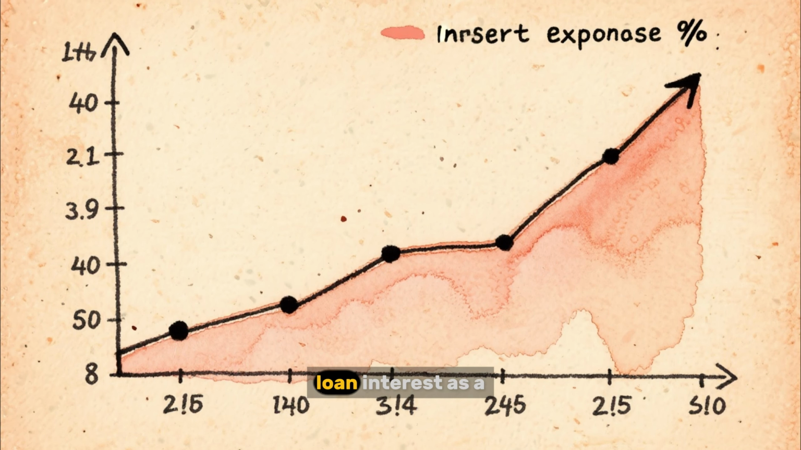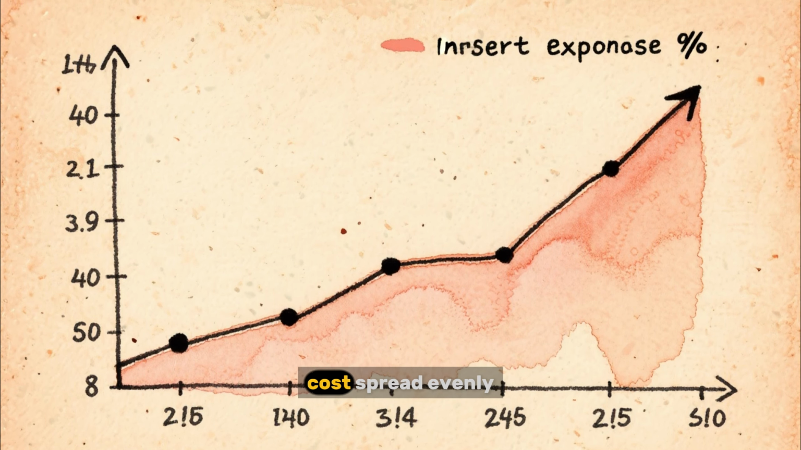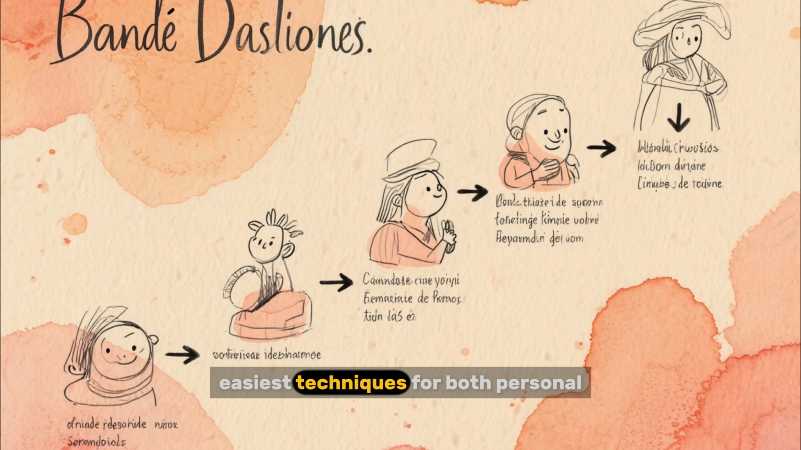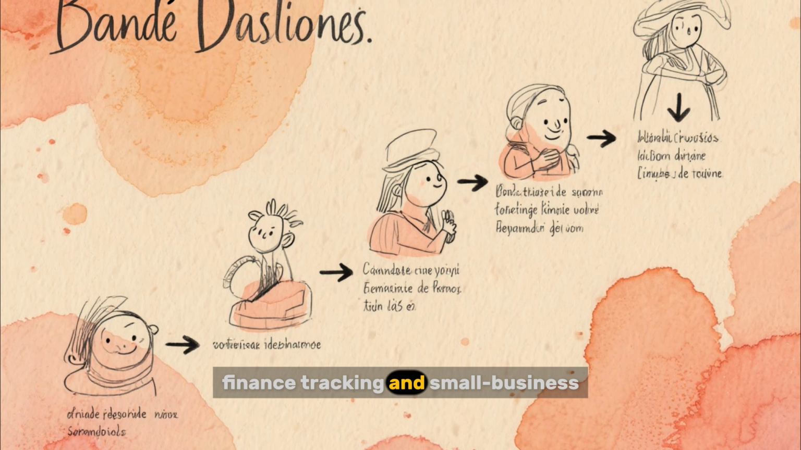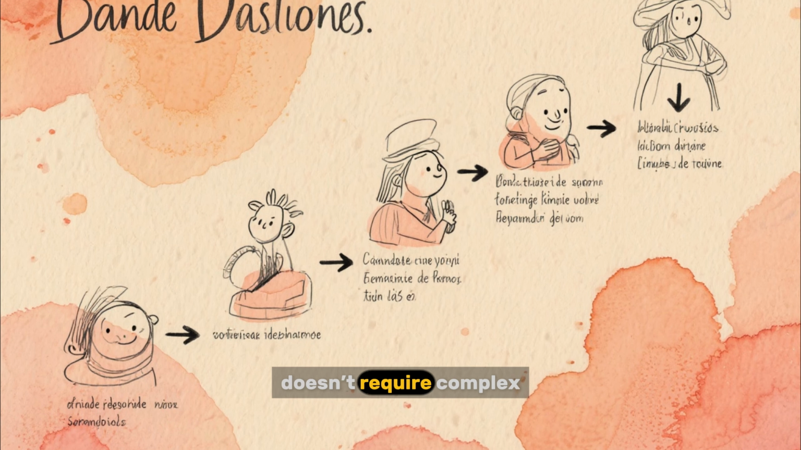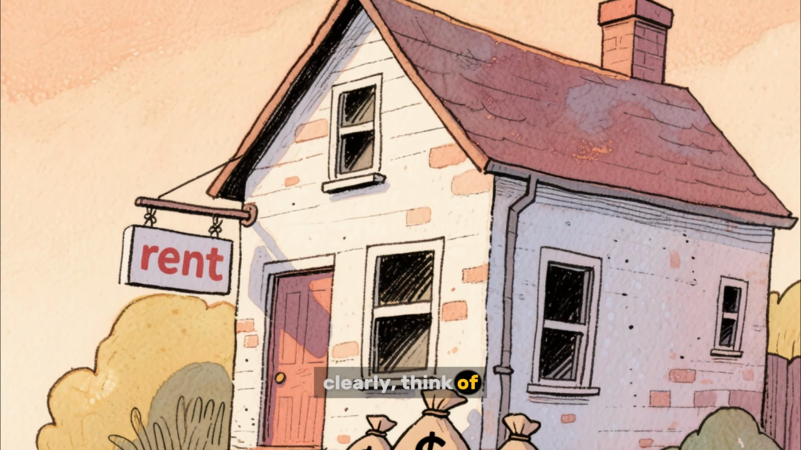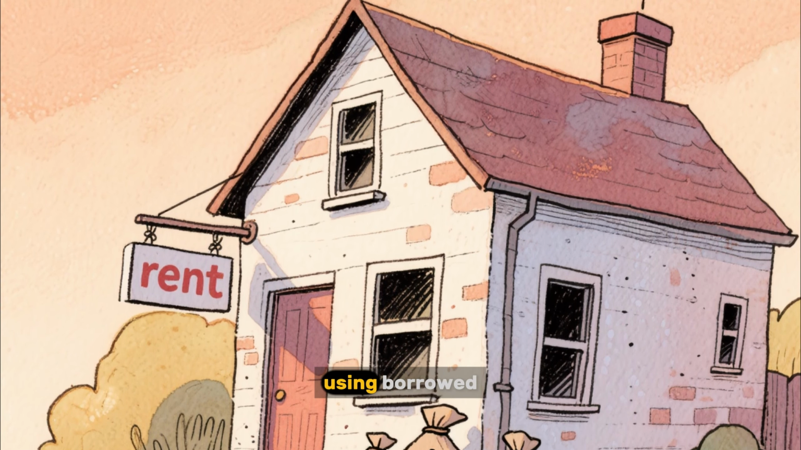This method treats loan interest as a flat, predictable cost spread evenly across every period of the loan. It's one of the easiest techniques for both personal finance tracking and small business accounting because it doesn't require complex schedules or changing calculations. To understand it clearly, think of interest as the rent you pay for using borrowed money.